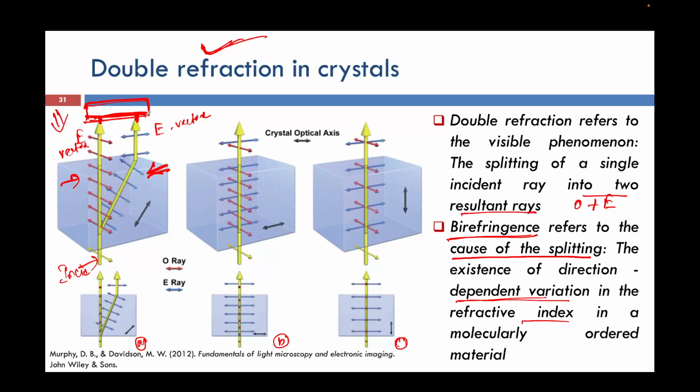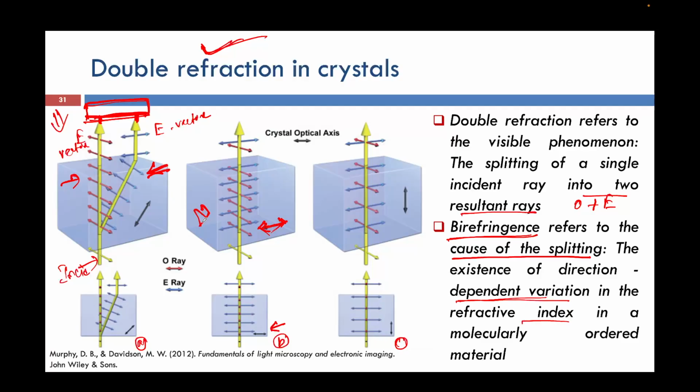If you consider case number B, here the optic axis, the axis of the crystal, is perpendicular to the incident ray. Here you can see this is the axis of the crystal, perpendicular to the incident ray, and what will happen? The extraordinary ray and the ordinary ray will split into two types, and here also you will get double refraction.